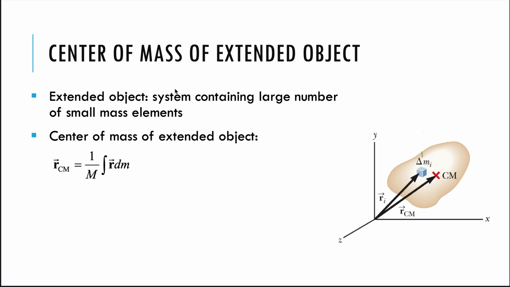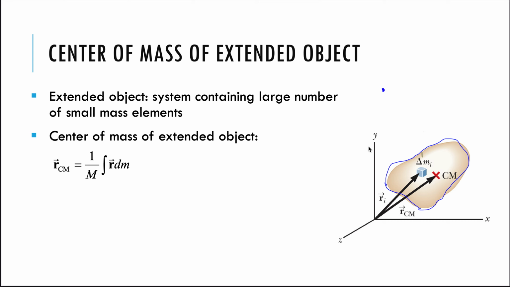An extended object is a system containing a large number of small mass elements. We usually think of an extended object as just an object that has some definite size and shape, versus just a point particle, right? That is just a point and has no shape and no size. All right, how do we find the center of mass of our extended objects?